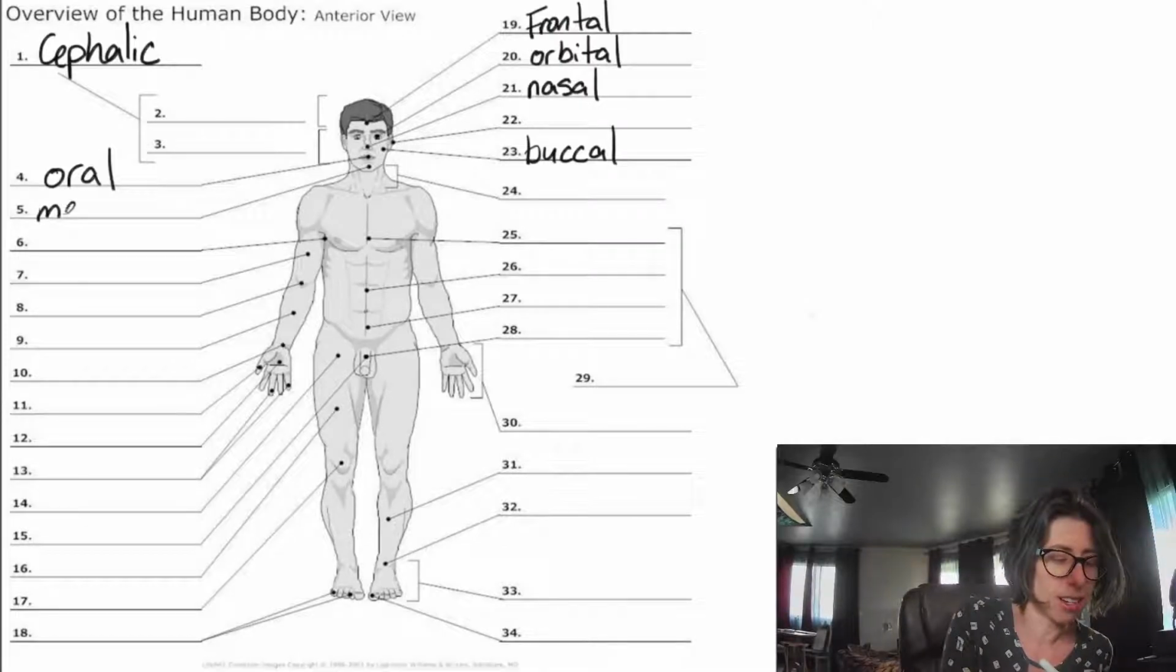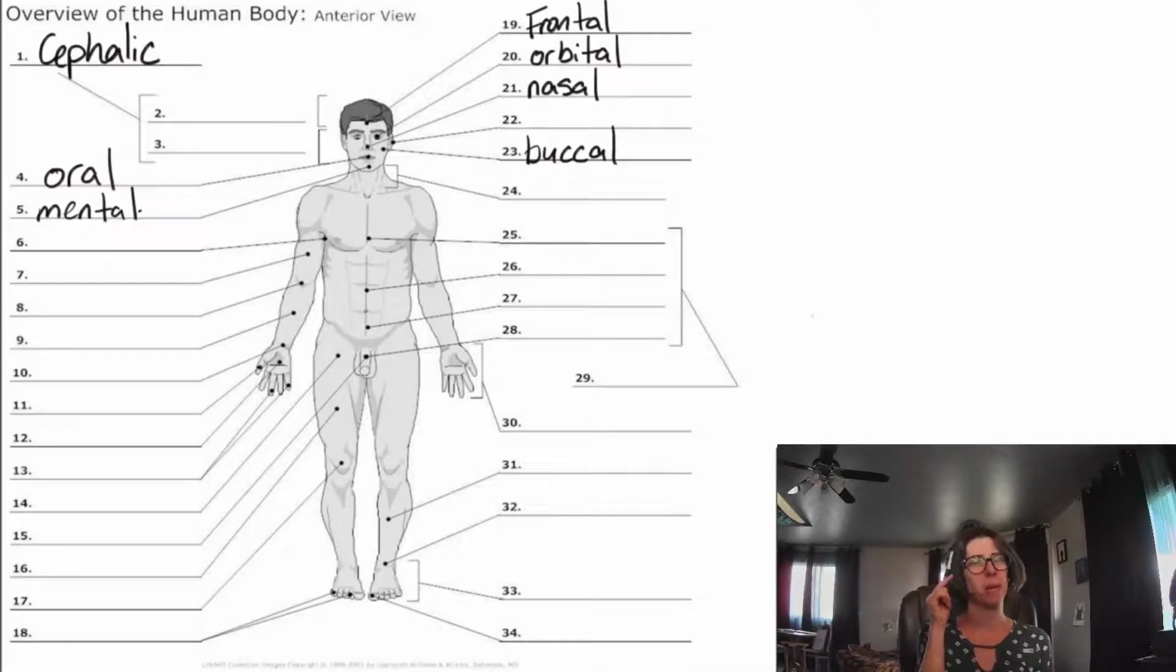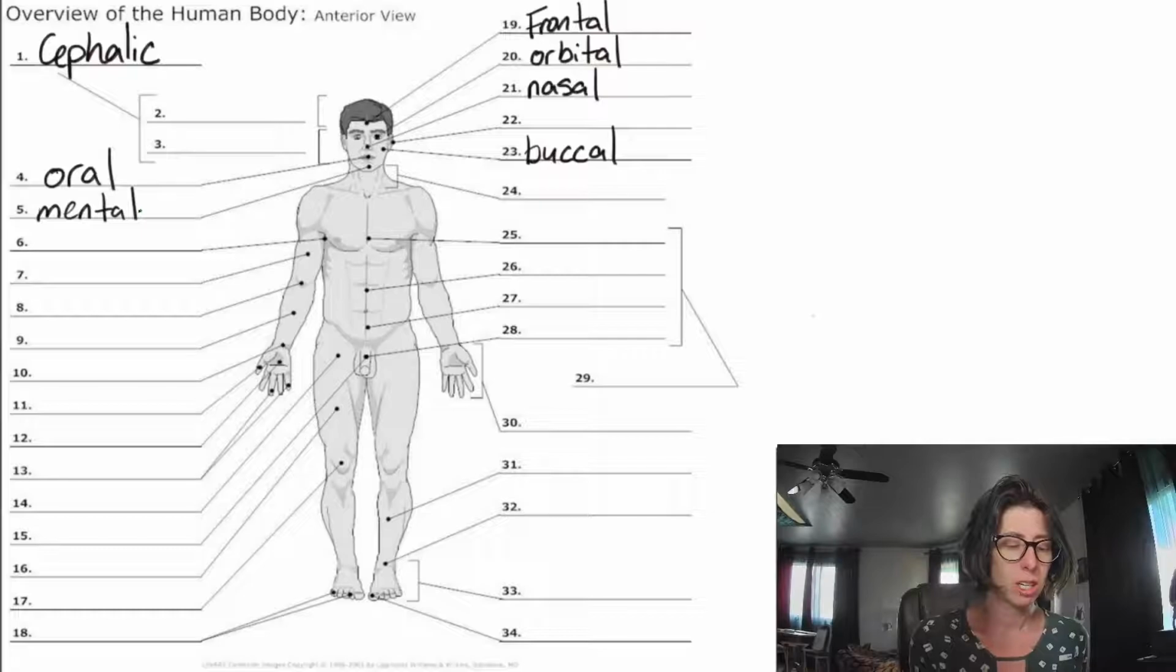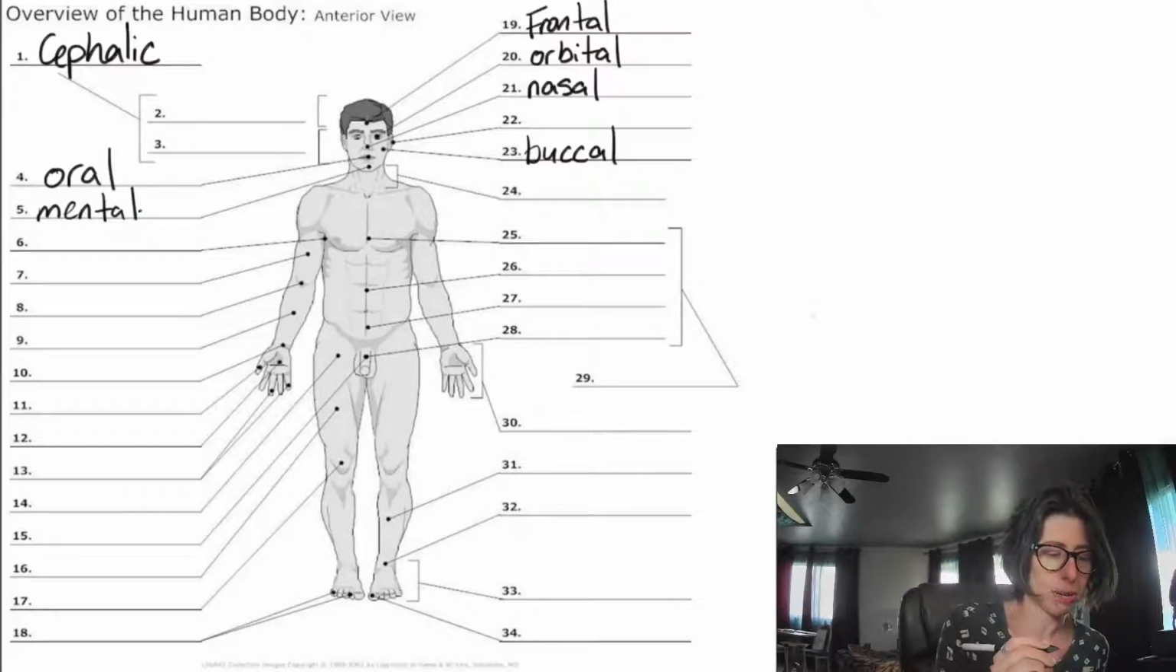Oh, mental. This one is not intuitive at all, right? The mental region, because when we say mental health, we're talking about your brain. We're talking about the health of your thoughts. But the mental region is actually your chin. And I don't have any good way to remember that. You just have to start associating the word mental with jaw. I'm not sure what that connection is, but your mental region is your chin. All right. So away from the head now. Cervical.